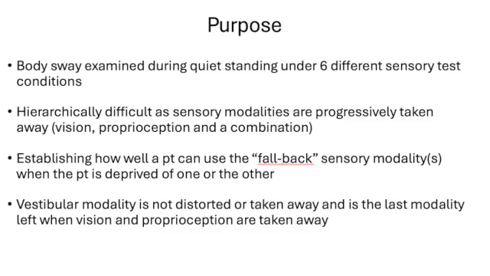The purpose of this outcome measure is to examine body sway under 6 different sensory conditions. It is ordered, so you have to start at condition 1 and progress to condition 6. This establishes how well a patient can use their fallback sensory modalities when they are deprived of one or the other. However, the vestibular modality is not distorted or taken away.